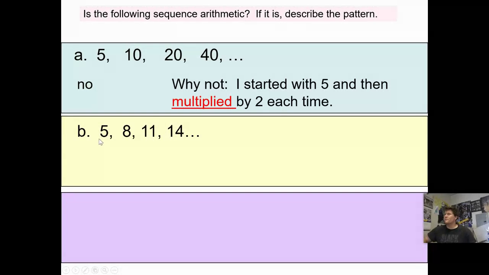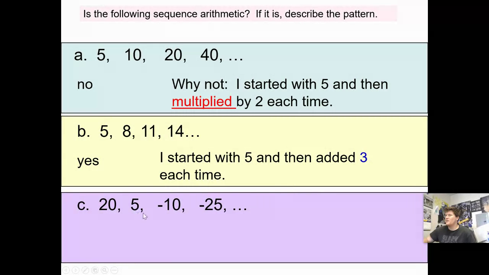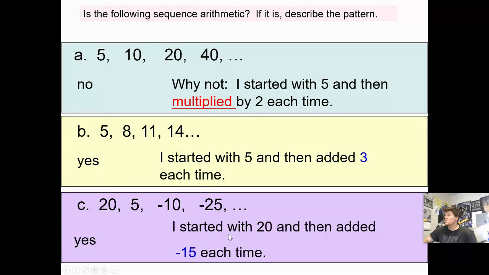Look at this next one, 5, 8, 11, 14. What's really going on? We're adding 3 every time, so this is arithmetic with a common difference of 3. Bottom one here, 25, negative 10, negative 25. Arithmetic again, because we're subtracting 15 every time. So our common difference is negative 15.